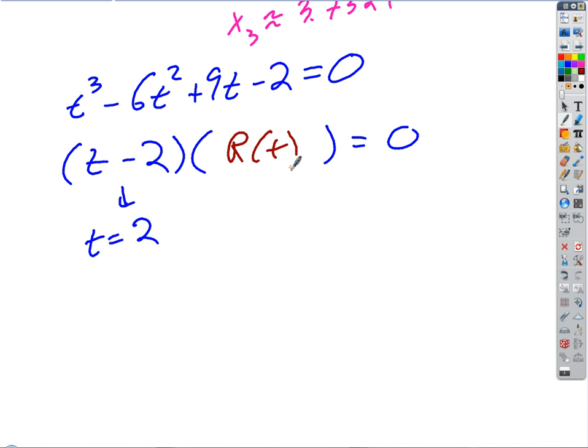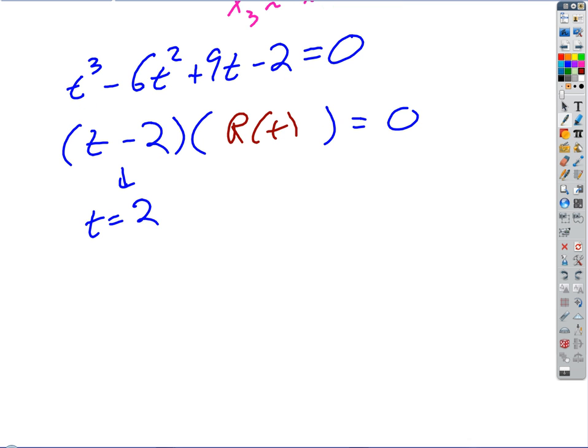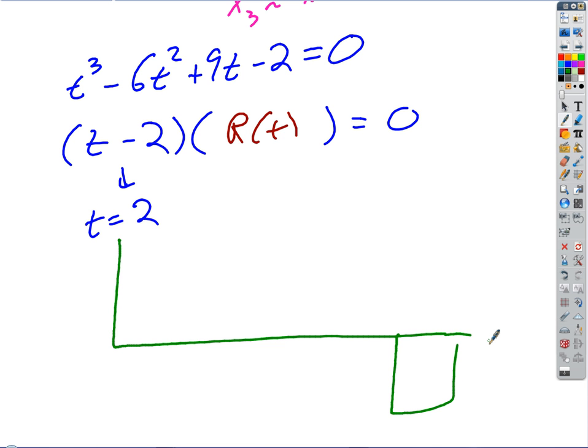How would I find that? Really, really easily. If I just divided this by t minus 2, that would tell me what the other factor is, wouldn't it? That's a linear factor, so I can divide that really quickly and easily, right? How do I do that? Remind me. Synthetic division, yeah. What's my remainder guaranteed to be in this case? Zero. It has to be 0 because that is a factor.